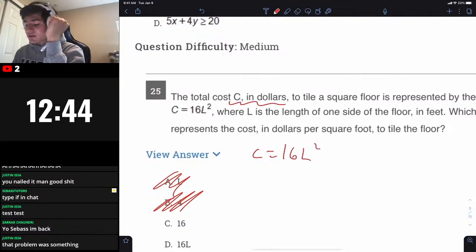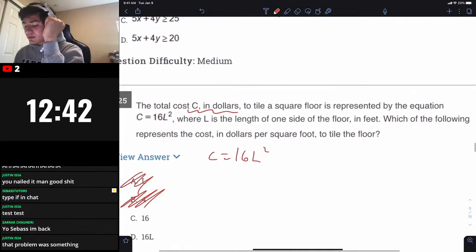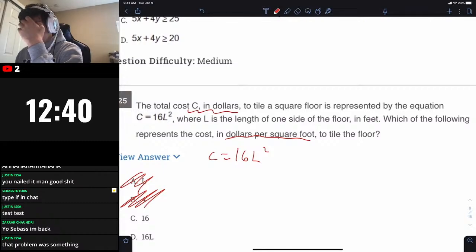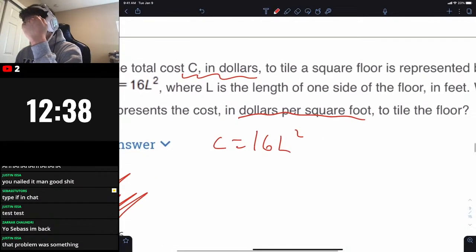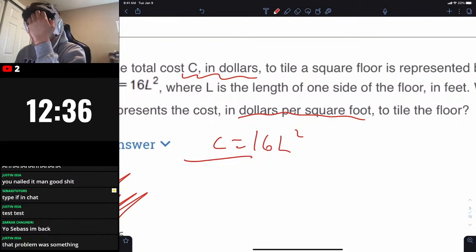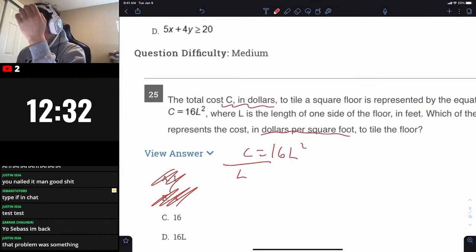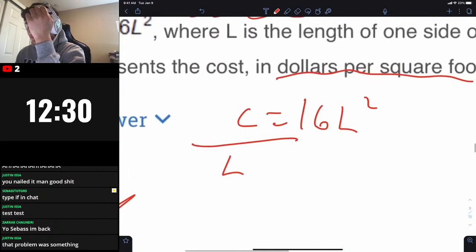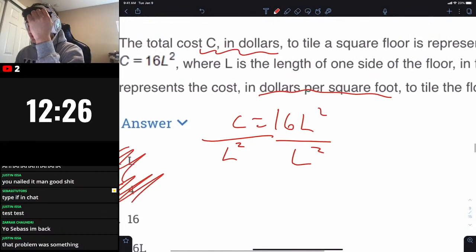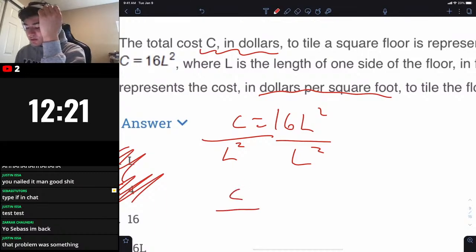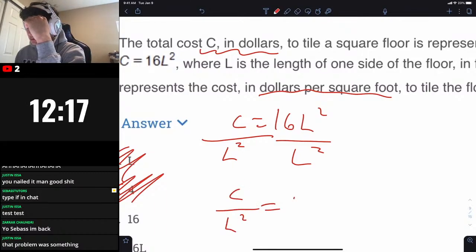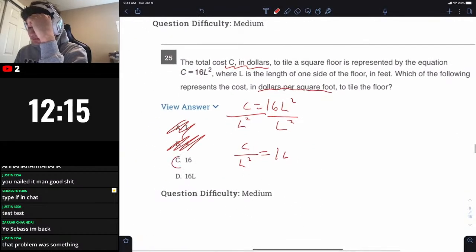And C is the cost in dollars, but we want the cost in dollars per square foot. So to get dollars per square foot, you must divide by L squared. Doing so, you get C over L squared, which is what we want, right? The cost in dollars per square foot, per 16 equals 16. So the answer is going to be C.